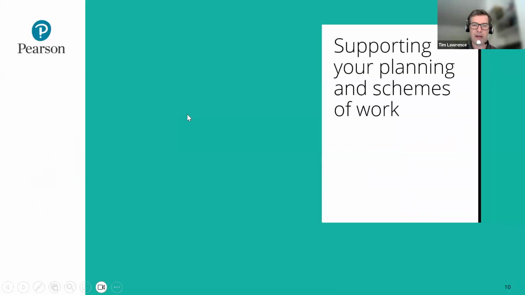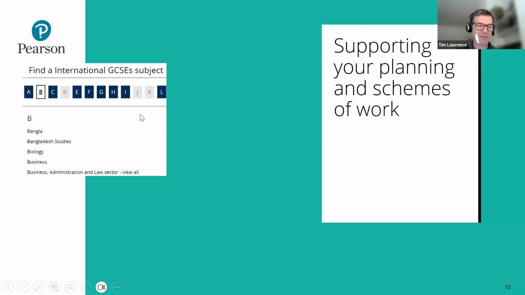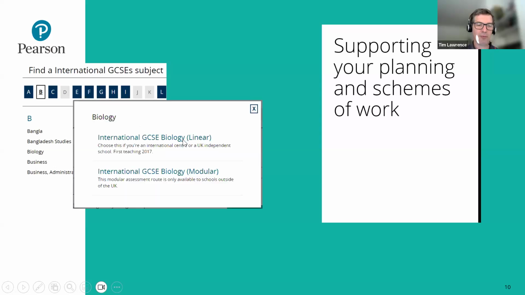Okay, so supporting your planning and the production of your schemes of work. These slides are really just to help familiarize you a bit more with our qualification web pages, which can be slightly confusing to navigate. To find International GCSE Biology, search for Pearson International GCSEs or Edexcel International GCSEs, and you'll come to a page with an alphabet. You can then find biology, and you'll have the choice between the linear web page or the modular web page.